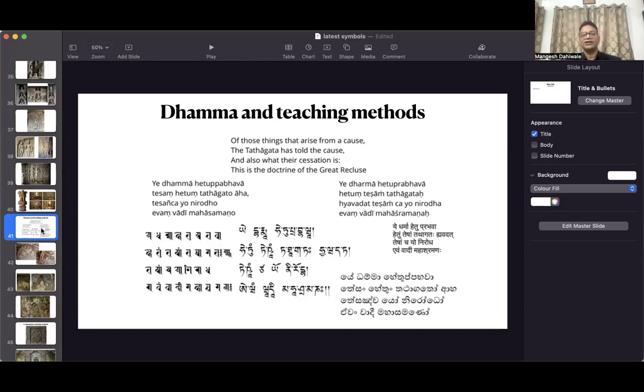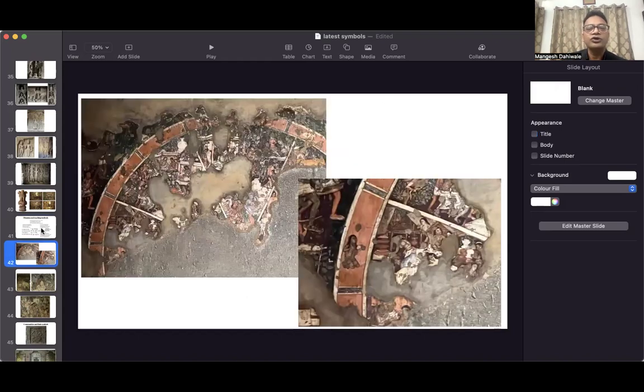Ye dhamma hetu pabhava, tesam hetu tathagato aha, tesam ca yo nirodho, evam vadi mahasamano. And the English translation of this is that of those things that arise from a cause, the Tathagata has told the cause, and also what their cessation is. This is the doctrine of the great recluse, Mahasamana. That is the Buddha himself. So why am I showing this? Because this symbol is inscribed everywhere, and it becomes very important for us to keep this formula in our memory all the time, because it is said that even if the total Buddhism disappears, only one gatha survives. This is the gatha. So I'm going to go further.